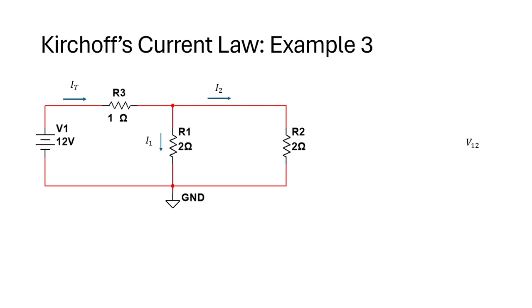Same as before, and please ignore the V12 over here for now. We're going to analyze what is going on in this circuit in order to figure out what IT, I1, and I2 are, and we're using Kirchhoff's current law. You may have to use something else in addition to Kirchhoff's current law, but we have to at least focus on using it. Take a few minutes to do your analysis and then come back and see if we have the same answer.